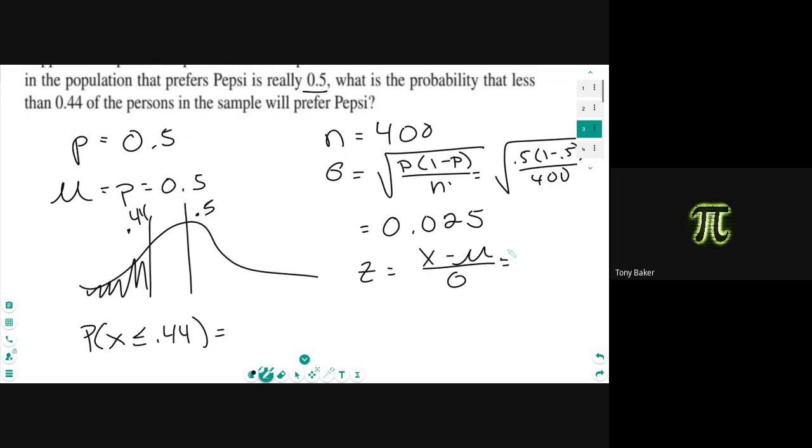All right. So we've got now my x in this case is the 0.44 minus 0.5 over 0.025. So my z-score is negative 2.4.